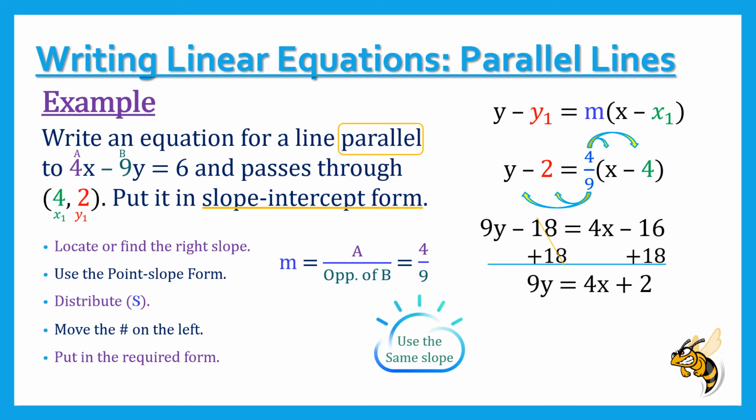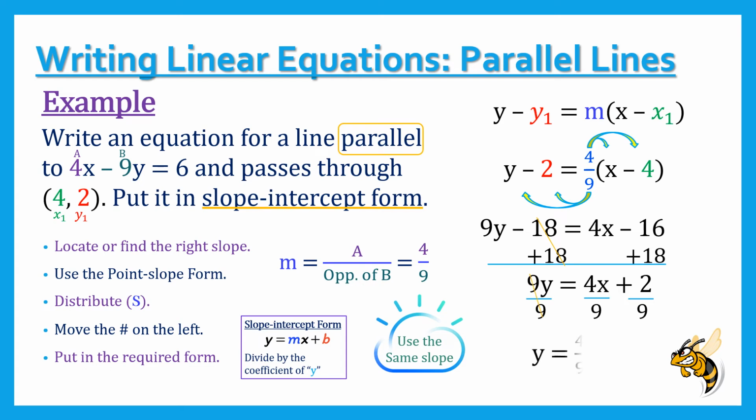They asked us to put it into slope intercept form. And as you know, for slope intercept form, it's y equals mx plus b. So we just divide by the coefficient of y. Remember, your coefficient is the number in front of the variable. In this case, the coefficient is 9, so I'm going to divide everything by 9. Therefore, y is equal to 4 over 9 x plus 2 over 9. And that is the final answer.